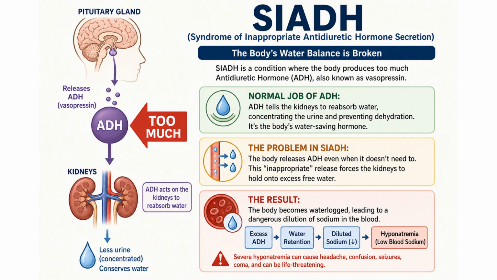To understand SIADH, we first need to talk about a hormone called ADH, or antidiuretic hormone. Think of ADH as the body's water-saving hormone. Normally, it's released when you're dehydrated, and it tells your kidneys to hold on to water to keep you balanced. In SIADH, the I stands for inappropriate. The body releases this hormone even when it's fully hydrated. This inappropriate signal forces the kidneys to keep reabsorbing water, leading to a state of being waterlogged. This excess water then dilutes the sodium in your blood, and that's where the danger begins.